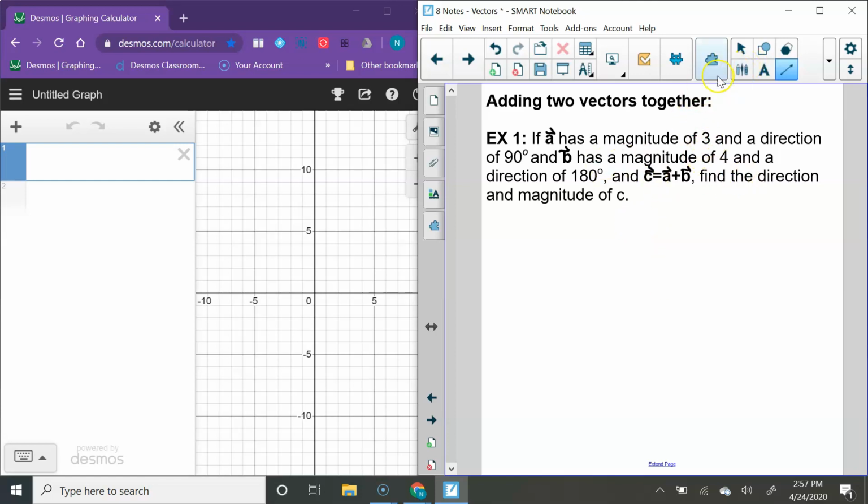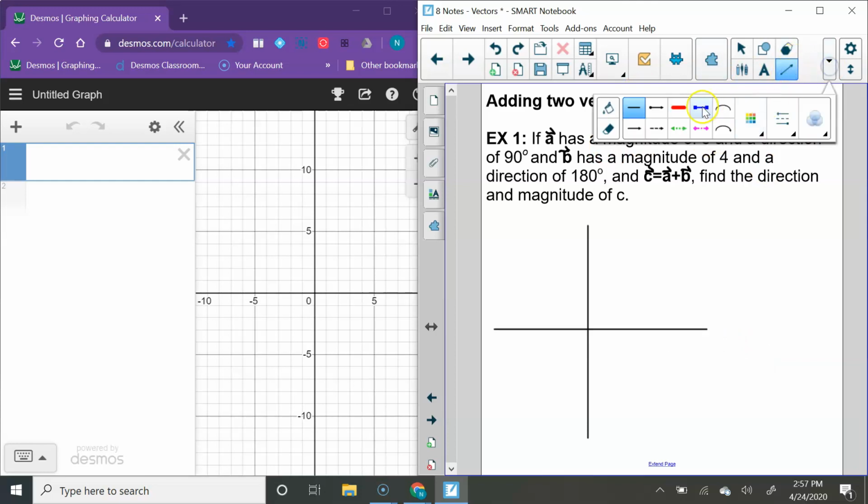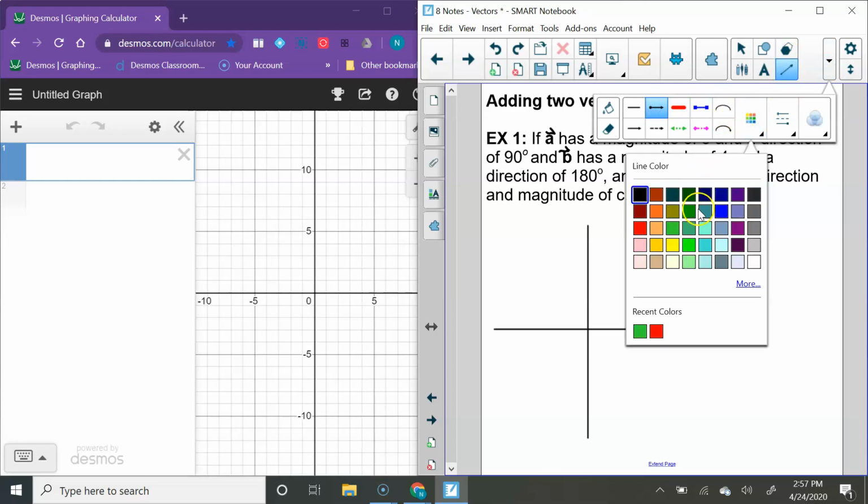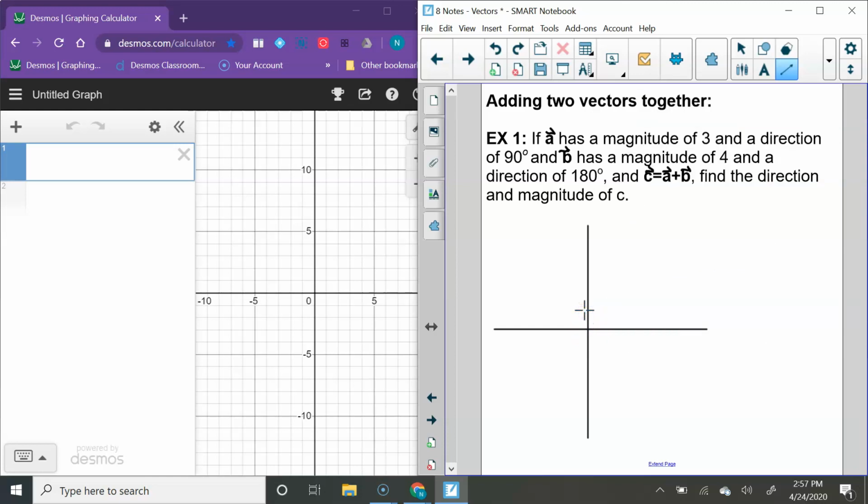So if we draw our X and Y axis here, let's make it just black again. Vector A has a magnitude of 3 in a direction of 90 degrees. So I'm going to go back to a vector, and let's make this one blue. And so 90 degrees, if you're thinking unit circle, it's just straight up right here, and I'm not actually going to measure this or draw it to scale. That would be 3 right there. We're going to call that 3.